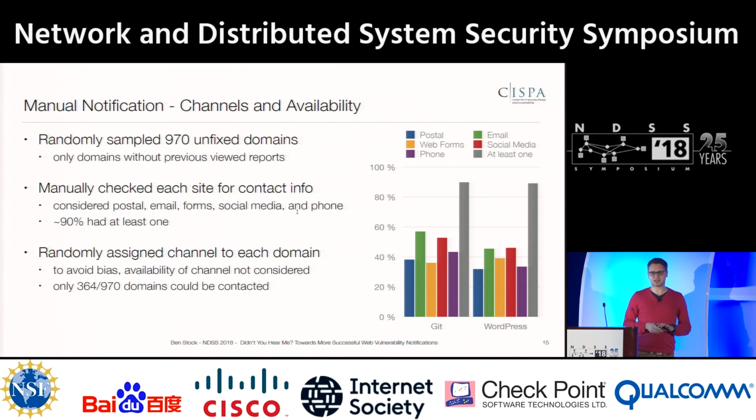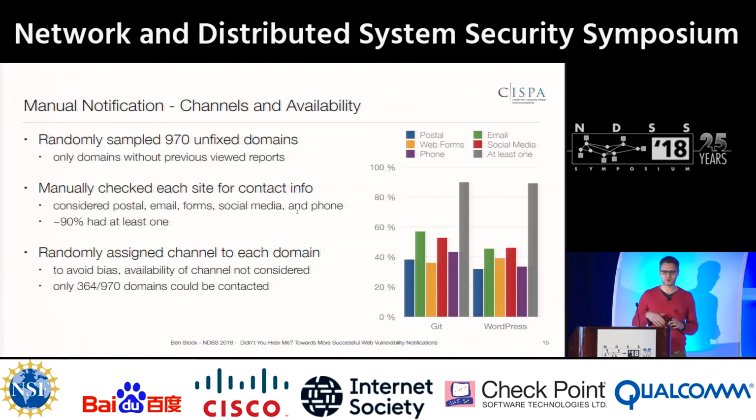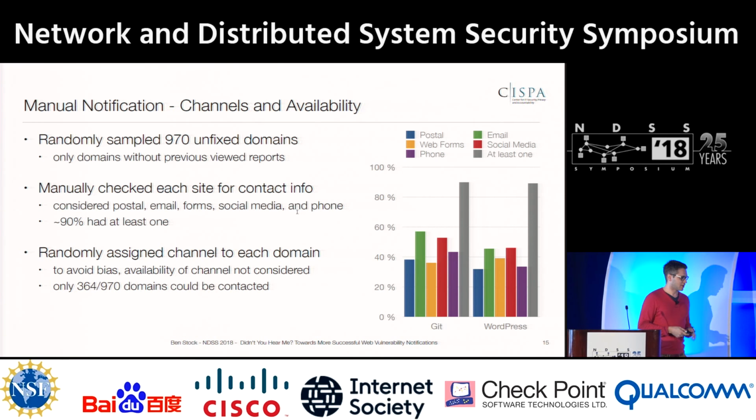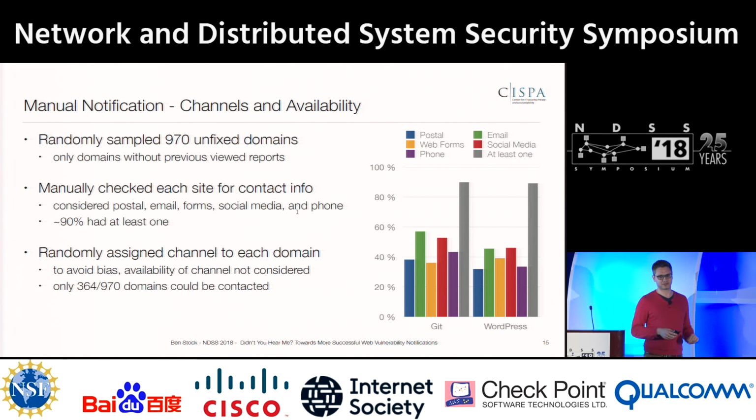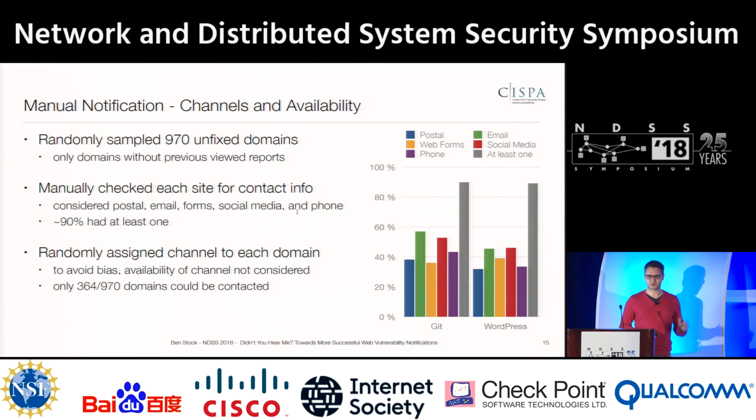And for each site, we, or actually students of mine, took a lot of time to go to those websites and look for additional contact information, that is a postal address, an email address, some web forms, social media, or even a phone number. And on a high level, you see the results for this on the right-hand side of this slide. The most important thing that I want you to take away from this is that for 90% of the domains, we could identify at least one channel, okay?